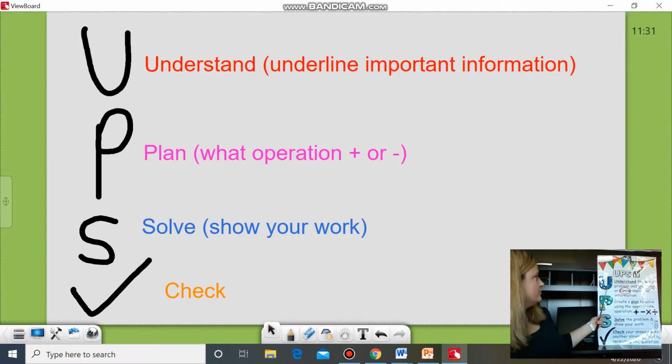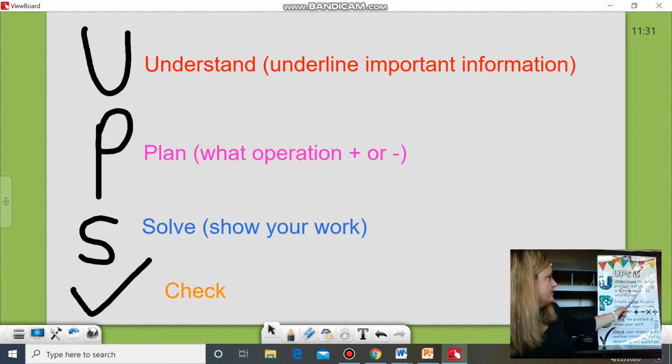My first letter in UPS check is my U, and that stands for the word understand. This is where we read the word problem carefully. If you can't read it, then you have someone that can read it help you. Like if we were at school, we raise our hand and the teachers can read the math problems to you. With the links that I send, hopefully they have a button that you can push that will read the problem to you if you can't read it.